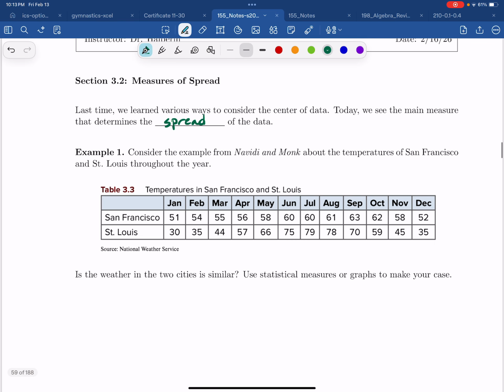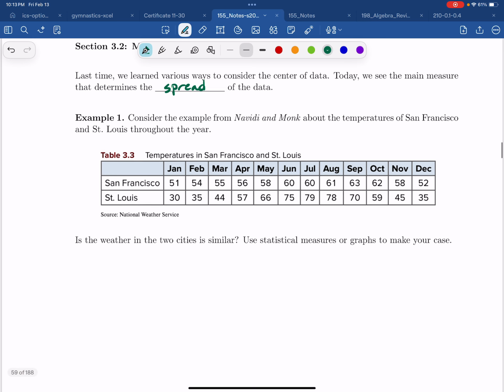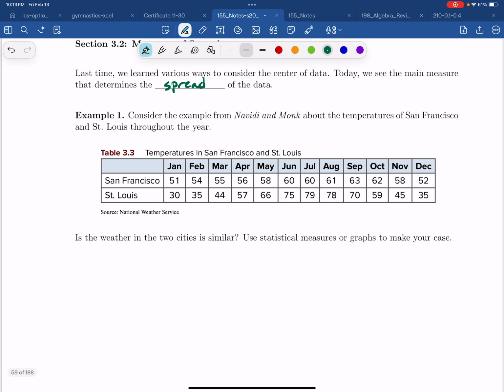Let's take a look at example 1, which I ripped from the book because I think it's such a beautiful example of the importance of spread. Look at the average monthly temperatures for San Francisco and St. Louis over a calendar year. Do they have similar weather? Well, if we take a look at the data using certain measures, we might get one conclusion. And if we use certain other measures, then we might have other conclusions.